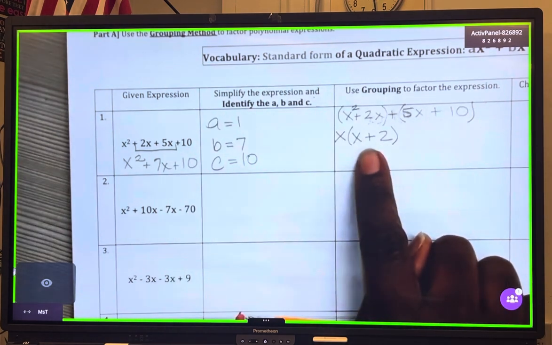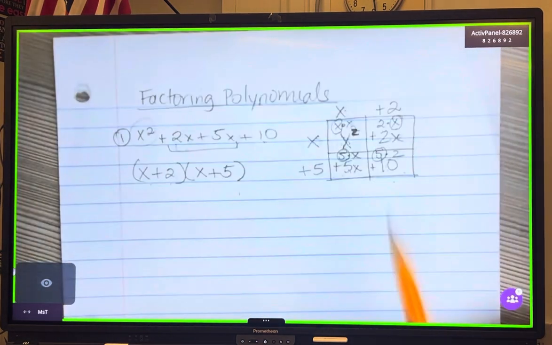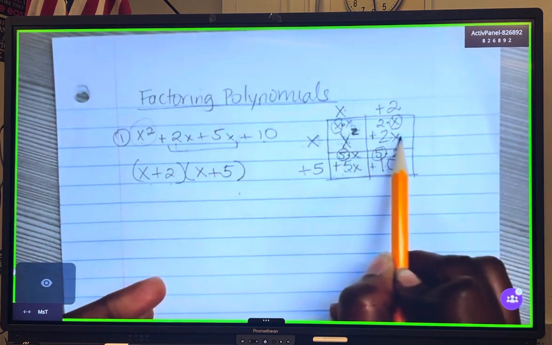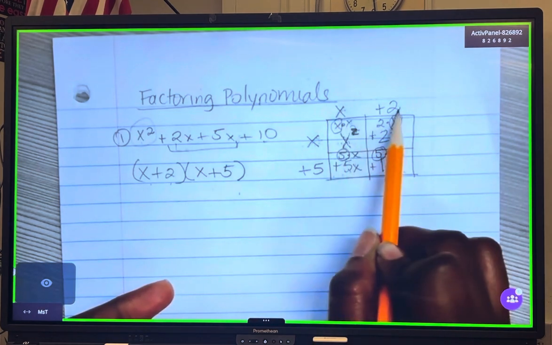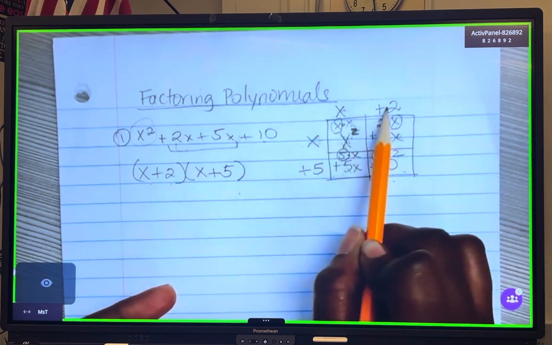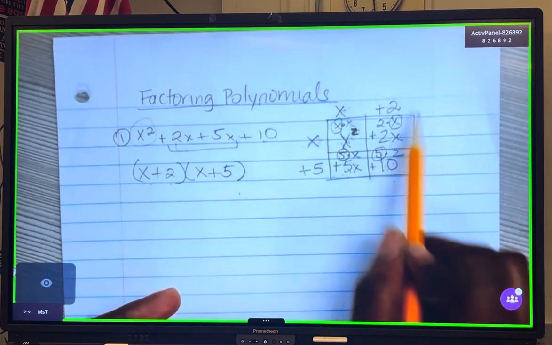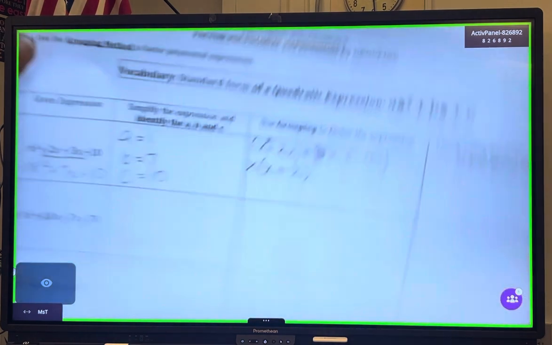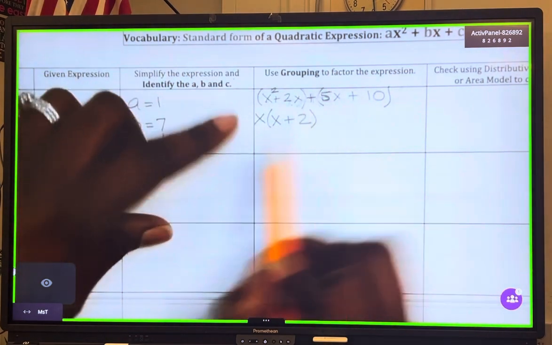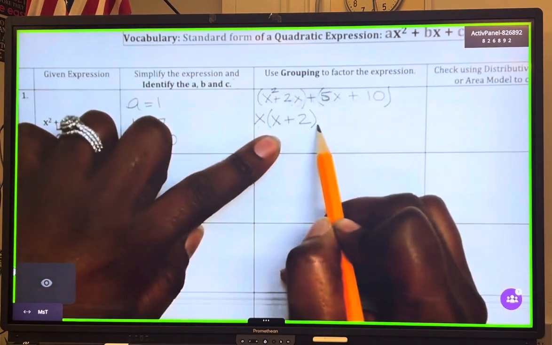This is the same exact thing we do with the area model, isn't it? Watch. That was x squared plus 2x. On our area model, isn't this x squared plus 2x? Yes. And what did we pull out? An x and a what? Positive 2. We took out an x and it left us with x and 2. Y'all see that? That's the same thing we do, except we're not using a box, but it's the same thing. Pulling out the greatest common factor x, what did it leave us? X plus 2. Y'all see that?